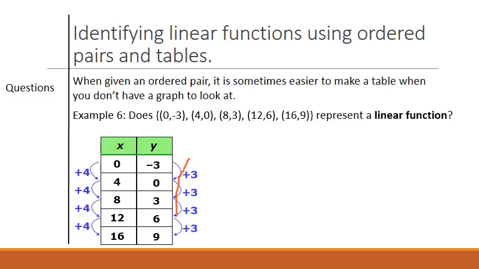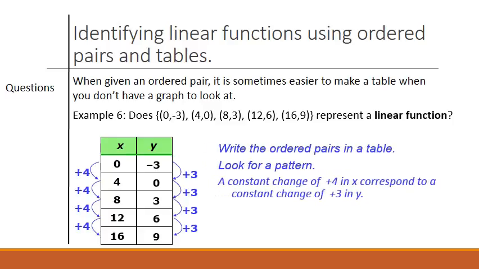On this side, also same constant change. From -3 to 0 is 3, 0 to 3 is 3, 3 to 6 is 3, and 6 to 9 is also 3. When you have this take place, we call it the first common difference. And when the first common difference change in x corresponds with the change in y, our conclusion will be that the table or the points satisfy a linear function, meaning yes, it is a linear function.